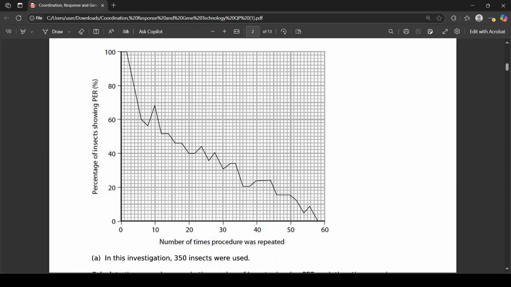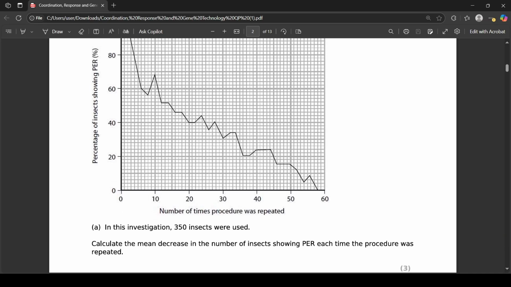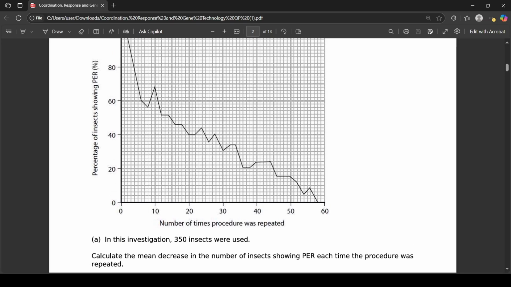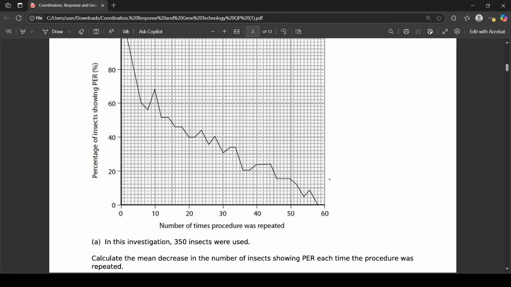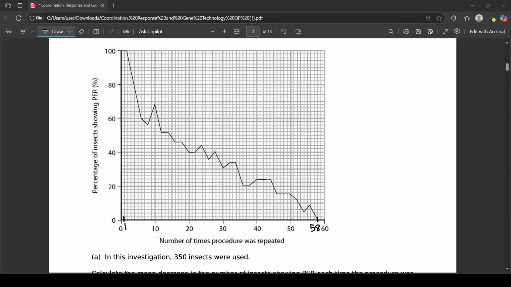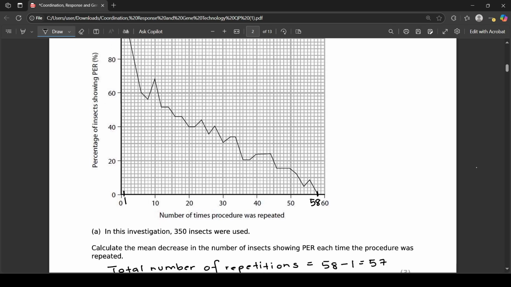So one common question that may arise from an experimental question will be a graphical question. From here you may be asked to interpret data or you may be asked a mathematical question like calculating mean decrease or increase. So let us now see how to do this. Okay, so here I did the maths as you can see. Let's break down what happened here in this math.